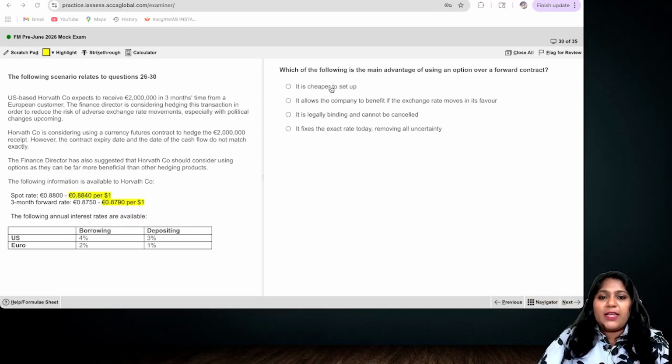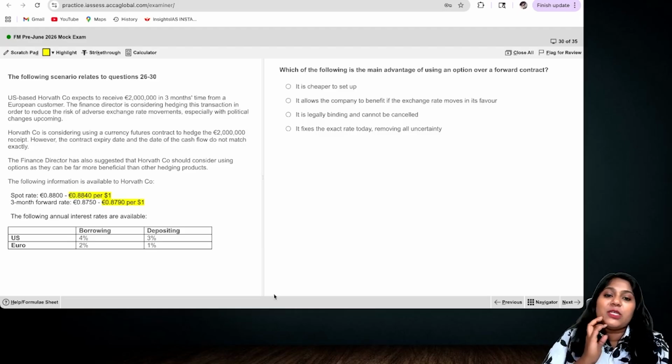Let's move to the next one. The next question is the 30th question. Which of the following is the main advantage of using an option over a forward contract? It is definitely not cheaper to set up, but it allows the company to benefit if the exchange rate moves in its favor. Yes. It's legally binding, cannot be cancelled? No, it can be cancelled. And it fixes the exact rate today, removing all uncertainties? It could be either option B or option C.